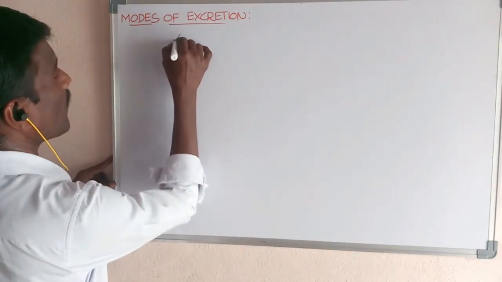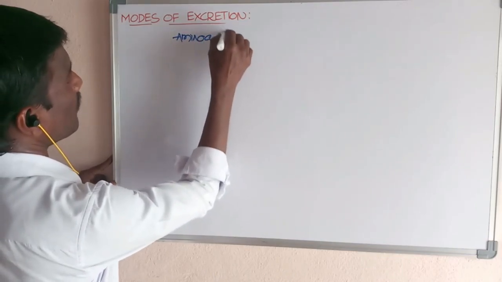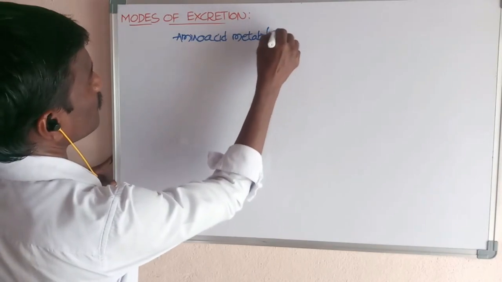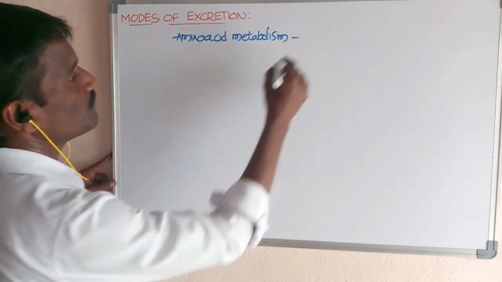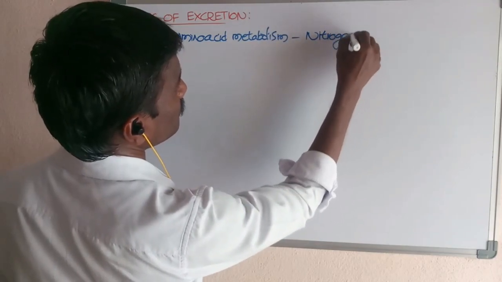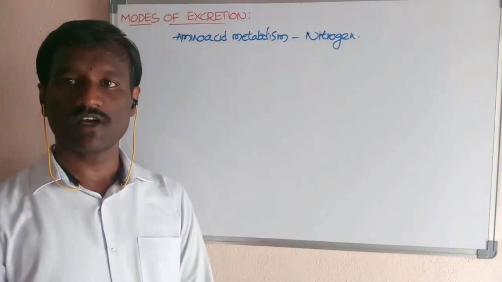Amino acid metabolism. Which one is produced? Nitrogen is produced. This nitrogen is toxic to the animal.